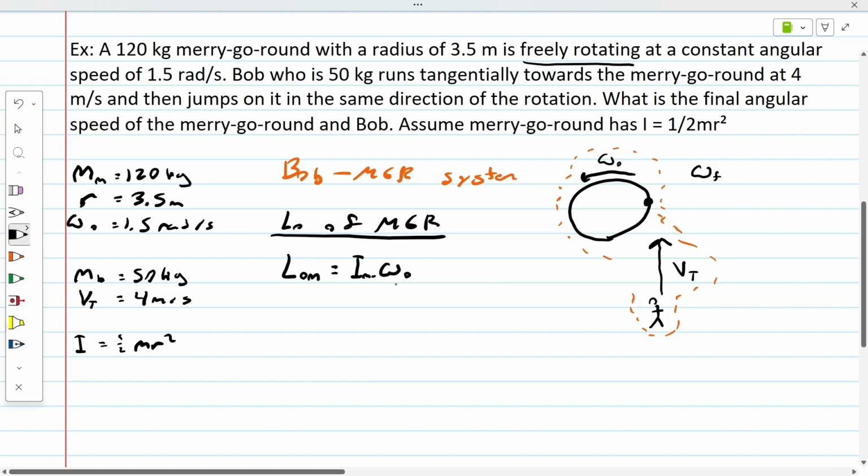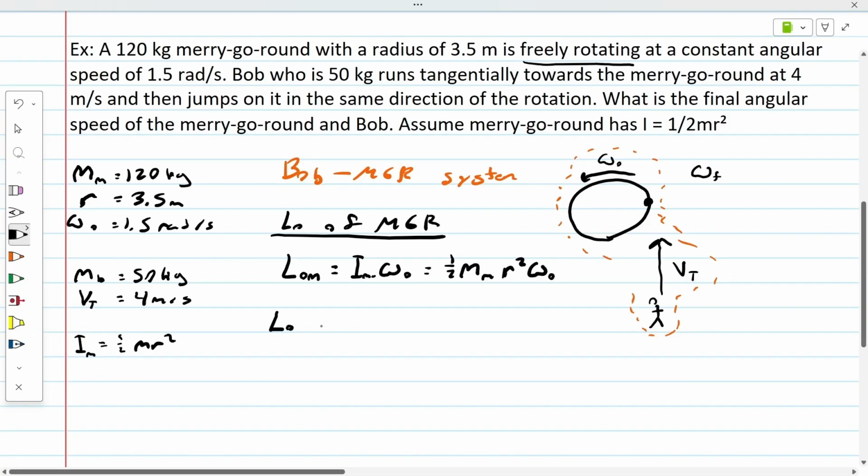We have defined this before, and we know this is the I of the merry-go-round, because that's what it told us it was. So we have 1/2 mass of the merry-go-round, radius squared, times this omega naught. And so that's our first relationship. We know these variables, so this is good.